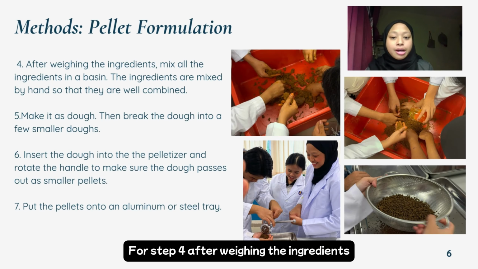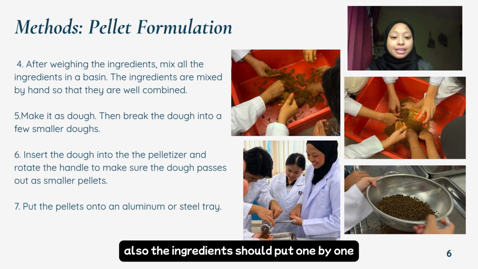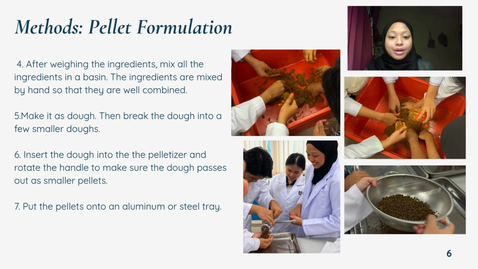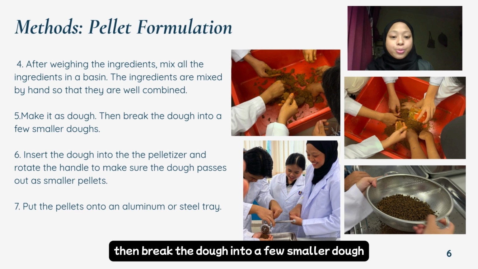For step 4, after weighing the ingredients, we mix all the ingredients in a basin. The ingredients are mixed by hand so that they are well combined. Also, the ingredients should be put in one by one and not at the same time. We must mix all the ingredients to make it into dough. Then break the dough into a few smaller pieces.